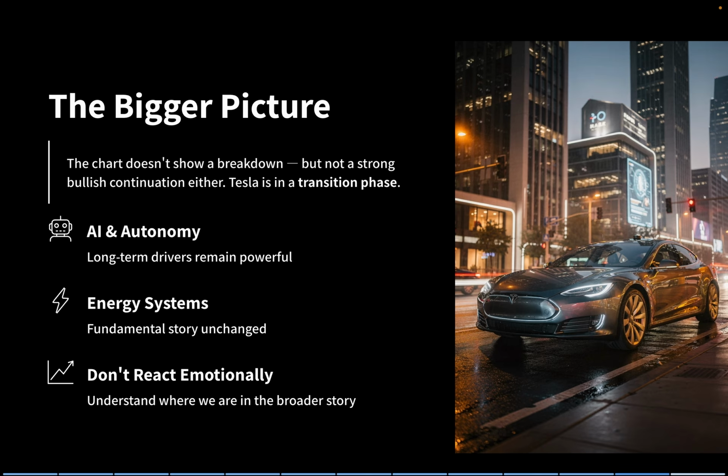Right now, the chart does not clearly show a trend breakdown, but it also does not show a strong bullish continuation yet. Instead, Tesla appears to be in a transition phase where the market is deciding the next direction. And historically, moments like this often become important turning points. The key for investors is not to react emotionally to short-term volatility.